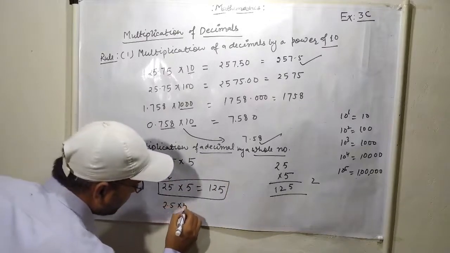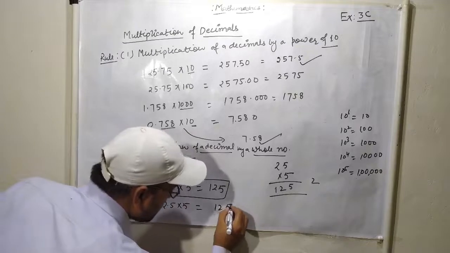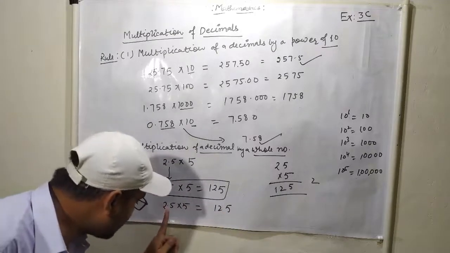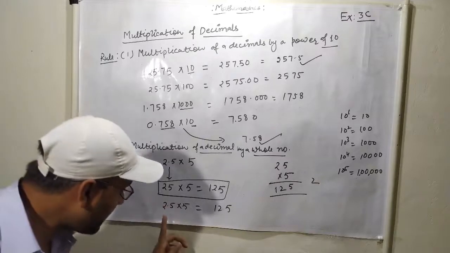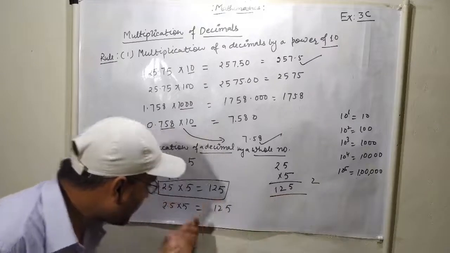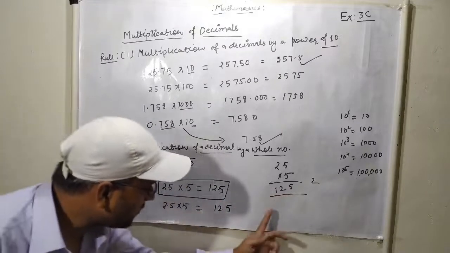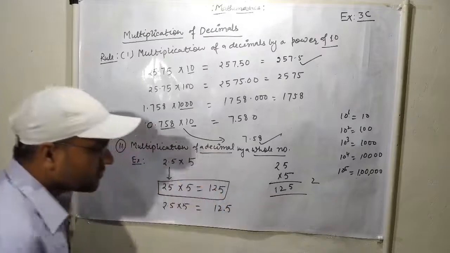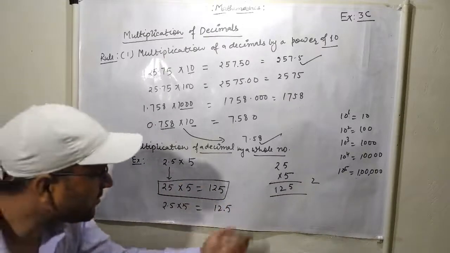2.5 multiplied by 5 is equal to... you see in your decimal number, there is 1 decimal place. So in your product you will count from the right side. Here is 1 decimal place, so you will count 1 number from the right side and put the decimal point. So your answer is 12.5.